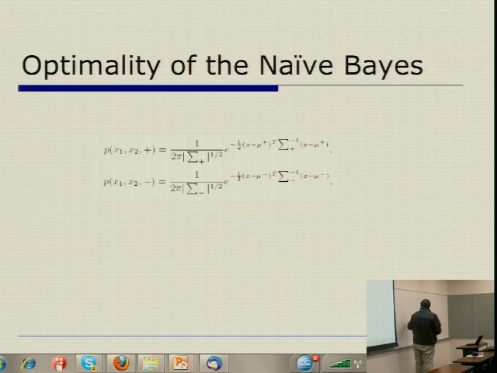So we're trying to figure out, if I see a data point, which class it came from. Maybe it doesn't go off like this, maybe it goes like this. Maybe this comes like this. So the two distributions can overlap, right?